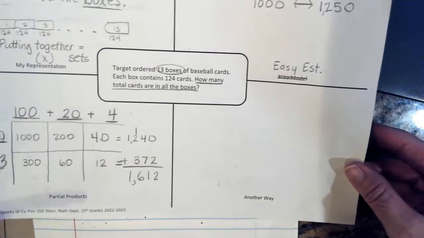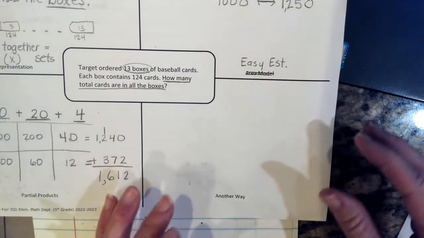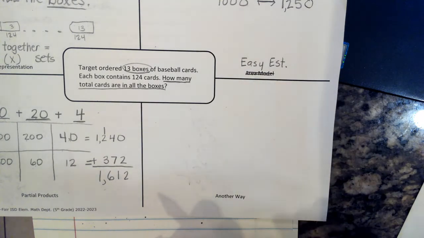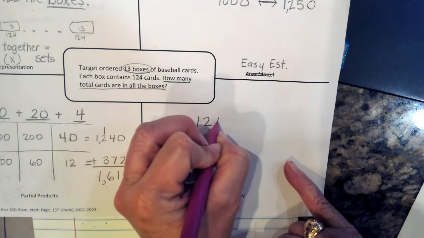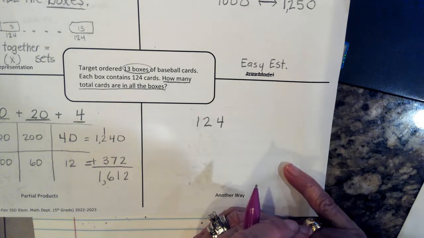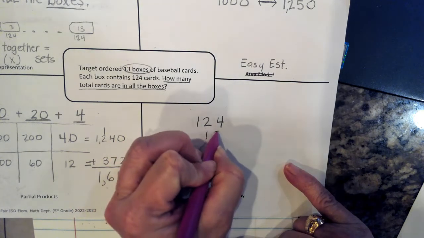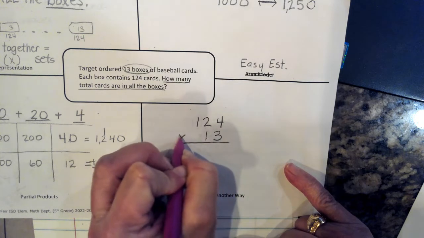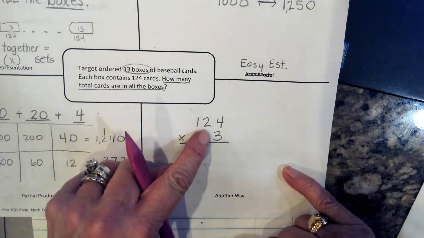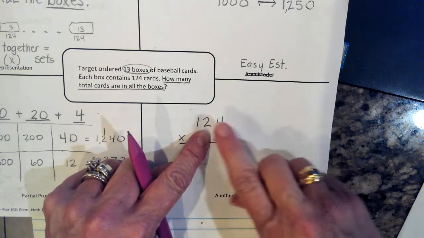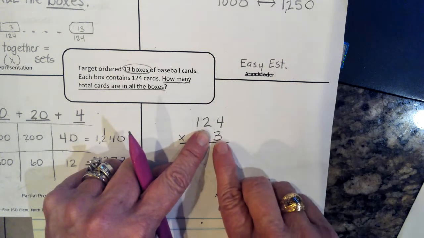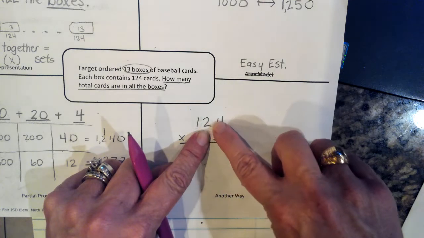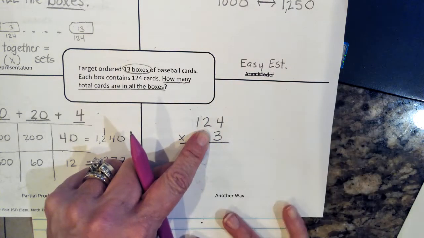Another way to look at this, boys and girls, is to use the traditional algorithm. Whenever I'm using the algorithm, it's a habit for me to put the number with more digits on top. So I'm going to start with 124 on top, and we're going to multiply that by 13. Whenever I'm multiplying, I like to cover up the number 1, because that really means we have 124 3 times. So we're going to multiply that 3 by the 4, by the 2, and then by the 1. We're going to take turns.